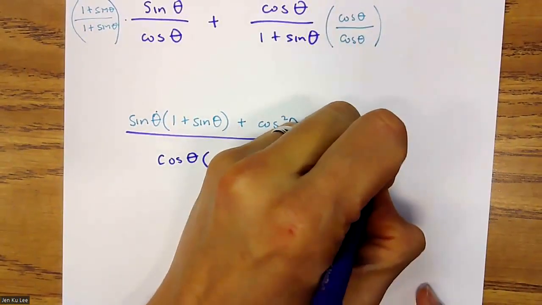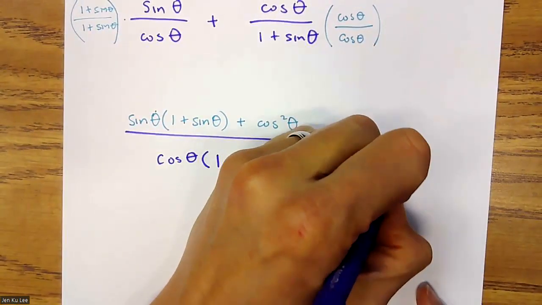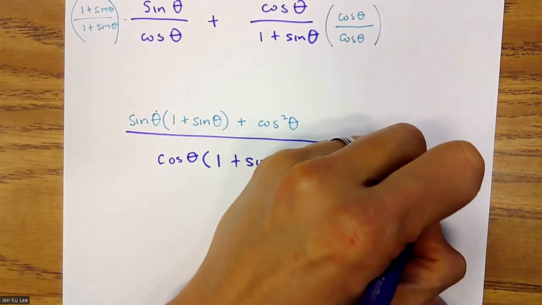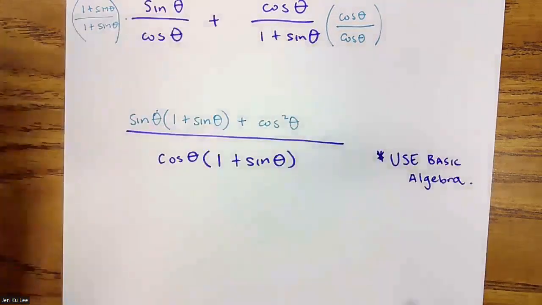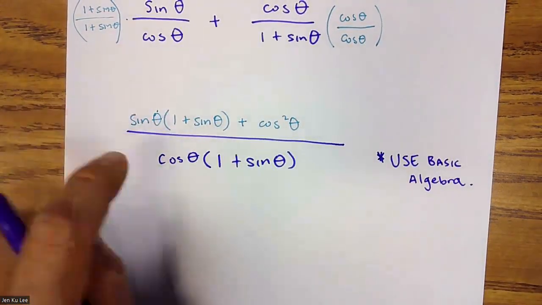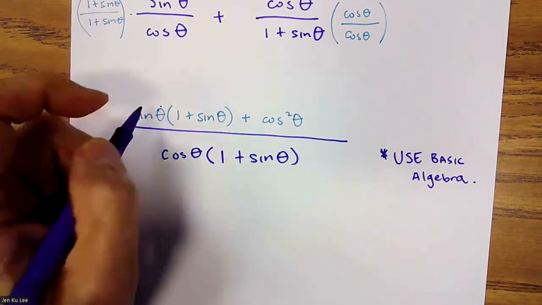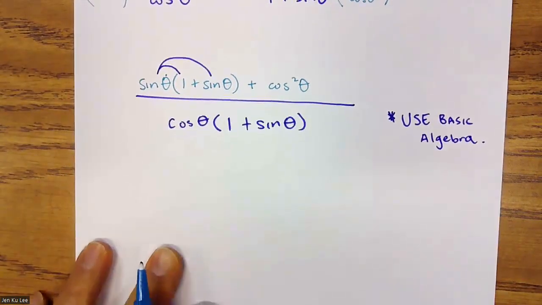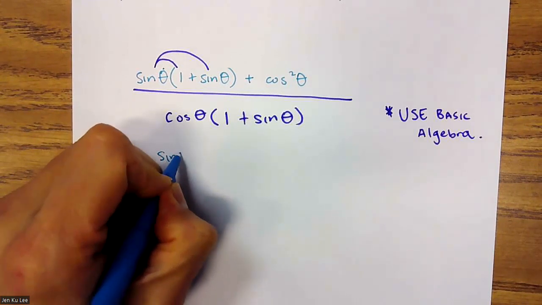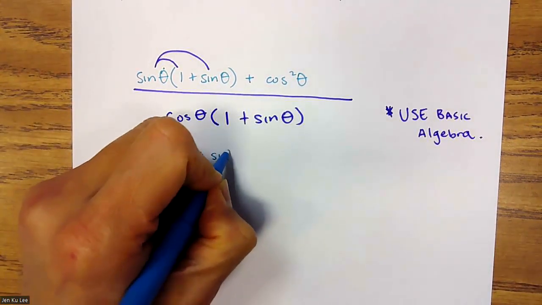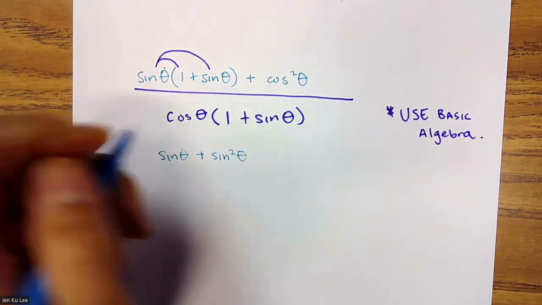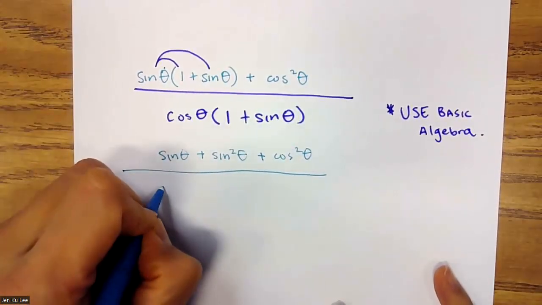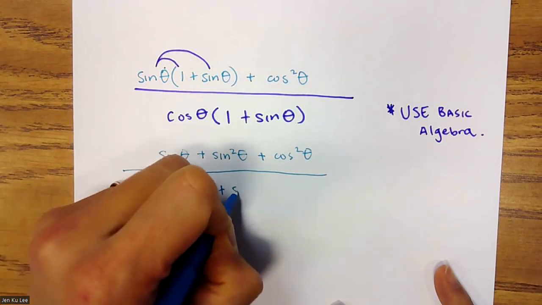My last tip that I have for you today is just use basic algebra. So I can see this, and I'm just going to use my basic algebra skills to distribute this out. So I have sine theta plus sine squared theta, because sine times sine is sine squared, plus cosine squared theta over cosine theta times 1 plus sine theta.